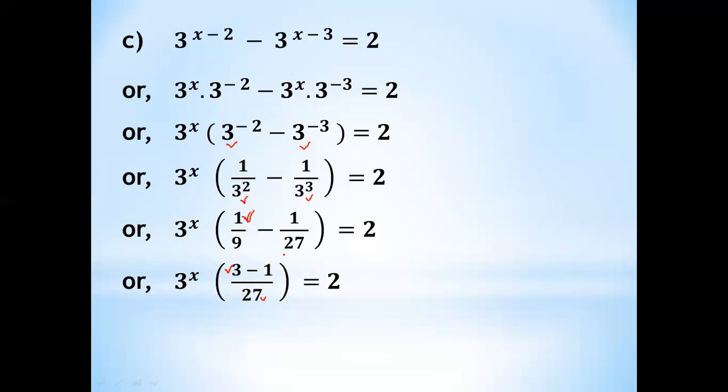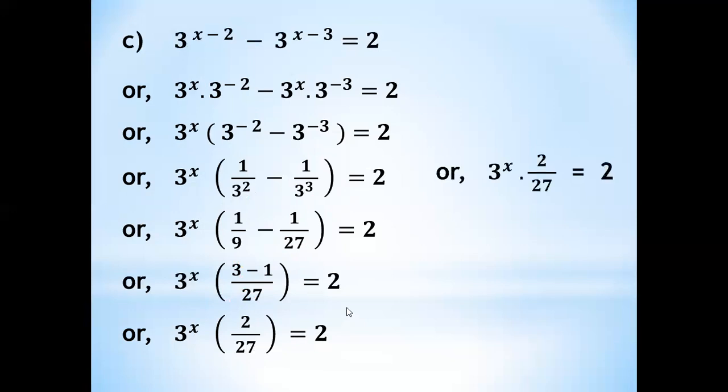And in the second case, when LCM 27 is divided by the second denominator 27, the answer will be 1. So 1 times the corresponding 1 will be 1 itself. So in this way, on the numerator, there has come 3 minus 1. Now, with a simple understanding, 3 minus 1 will be 2. So 3 to the power x times 2 by 27 equals 2.